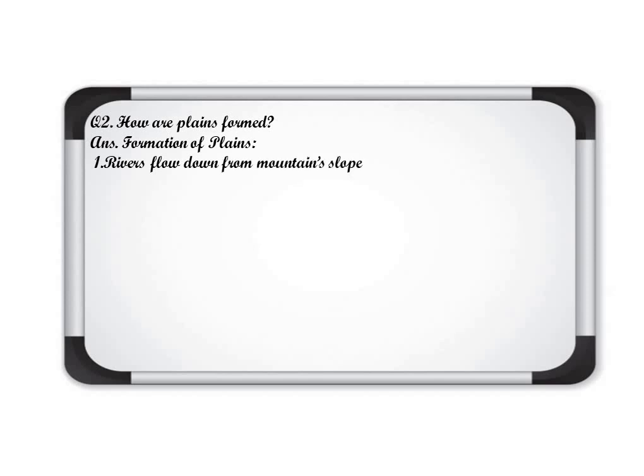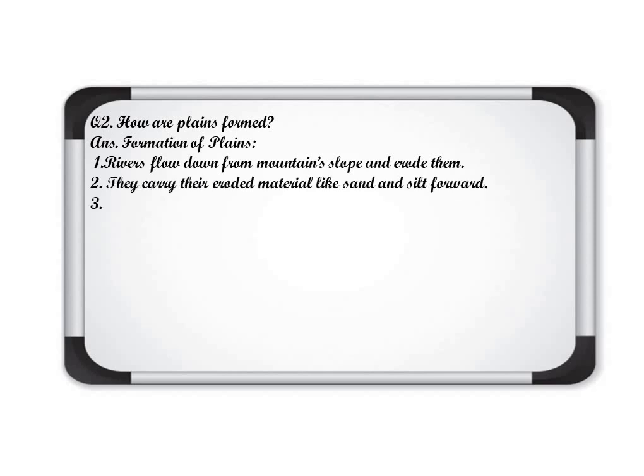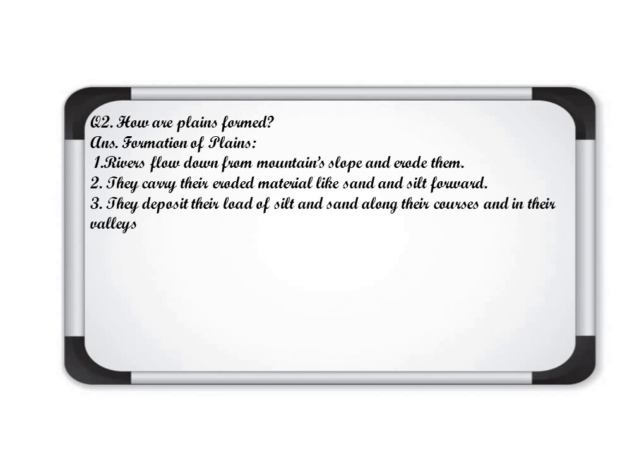Question number 2 was, how are plains formed? Formation of plains. Number 1, rivers flow down from the mountain slopes and erode them. Second, they carry the eroded material like sand and silt forward with them. They deposit their loads of silt and sand along their courses and in their valleys. And after that, these deposits turn into the plains.